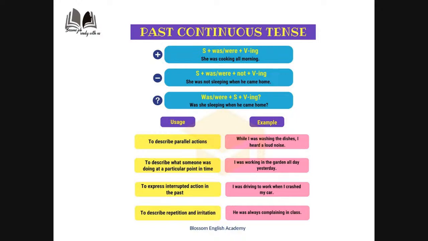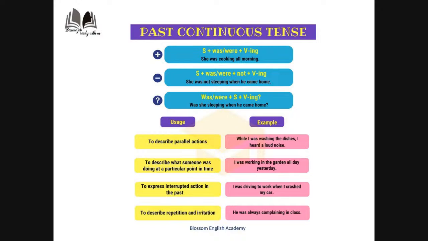And for negative sentences, it is quite simple. You just have to add a not in front of the main verb. So, what is the main verb over here? Sleep, cook, right? So, you just have to add not: she was not sleeping when he came. Adding a not will turn the sentence into a negative sentence.